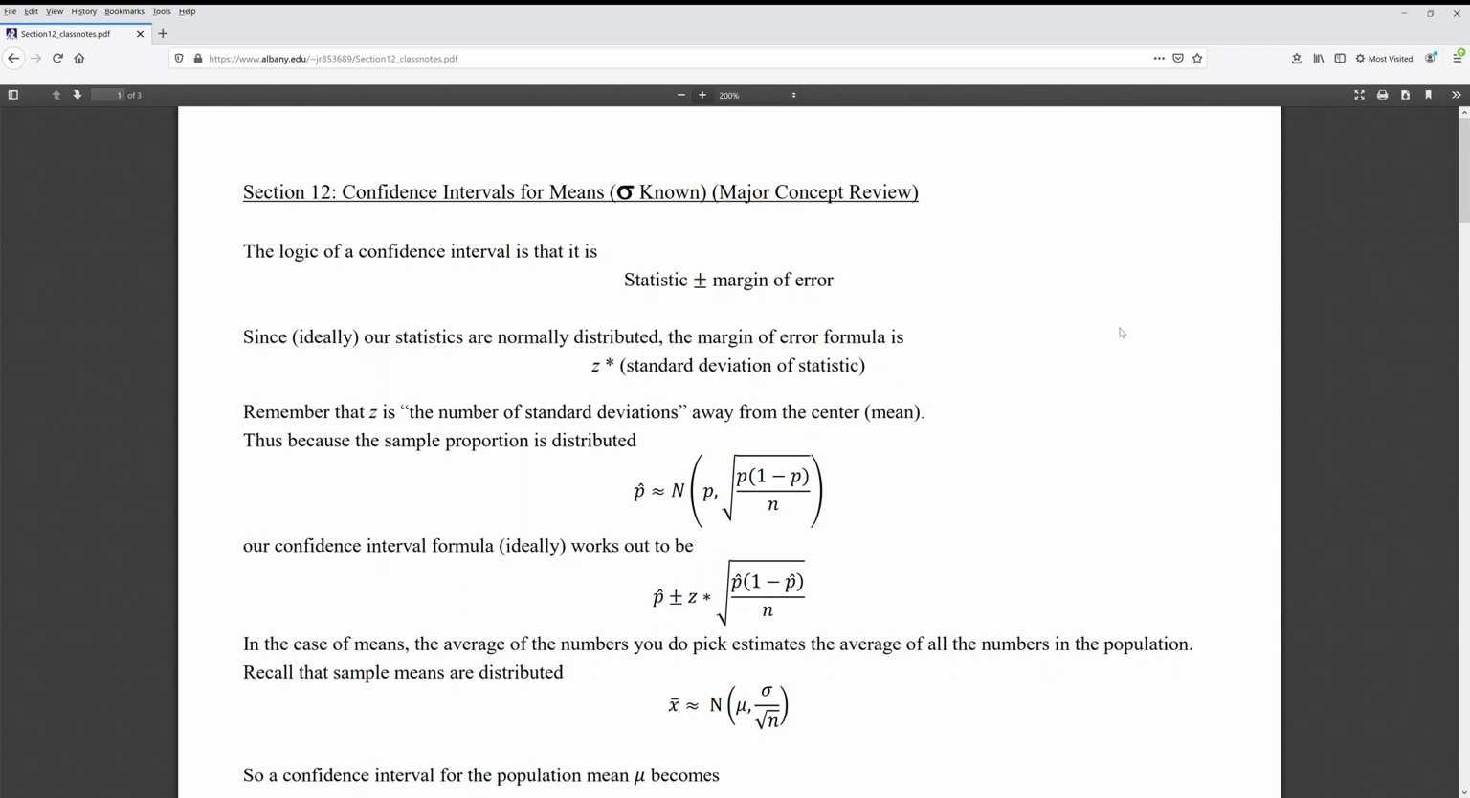Section 12, confidence intervals for means. In Section 10, we talked about confidence intervals for proportions. In Section 11, we talked about hypothesis tests for proportions. Now in Sections 12 and 13, we'll do the same exact things, but for means, for the averages of numbers in populations.